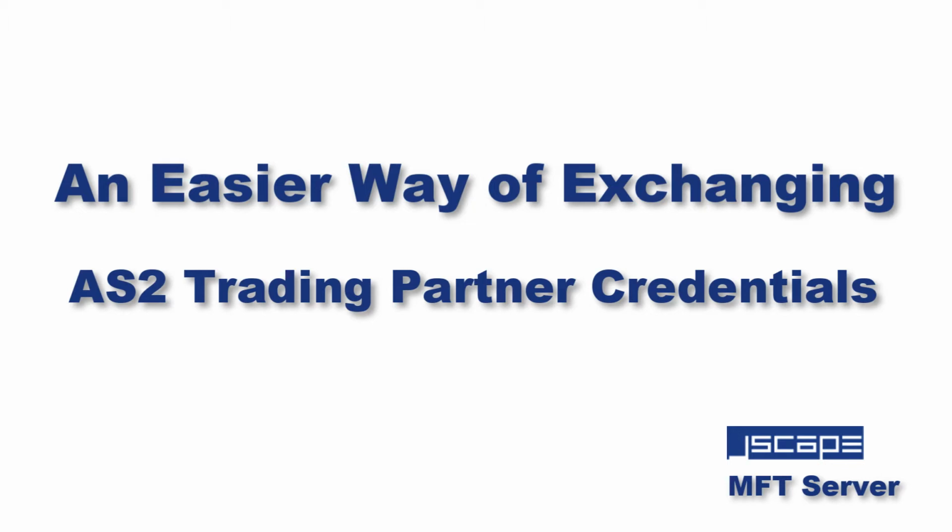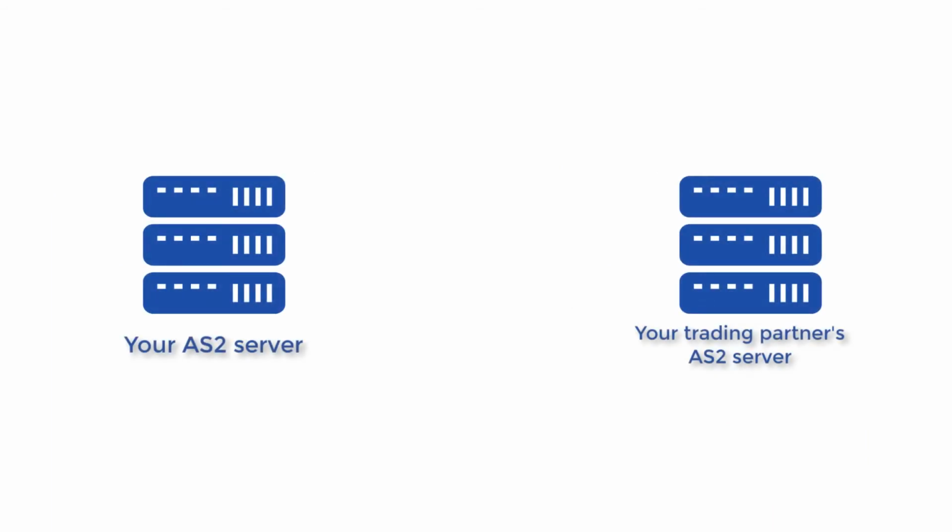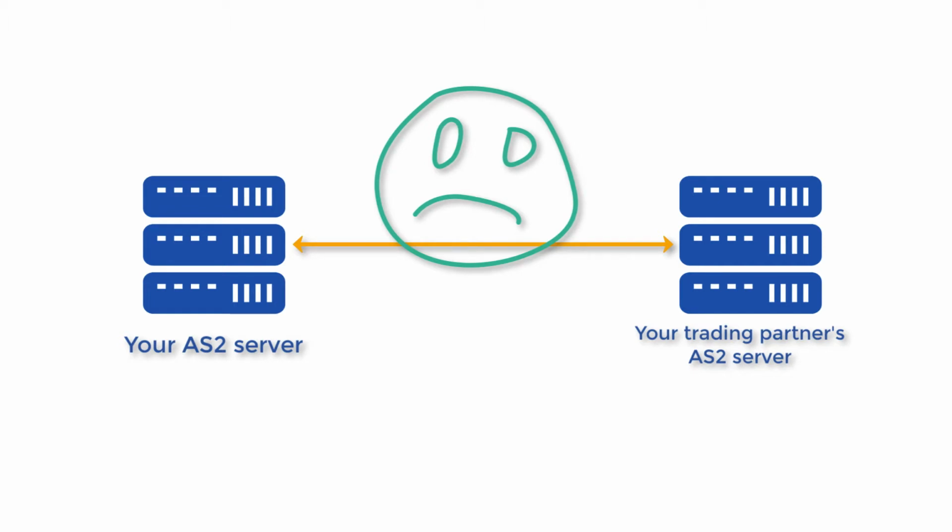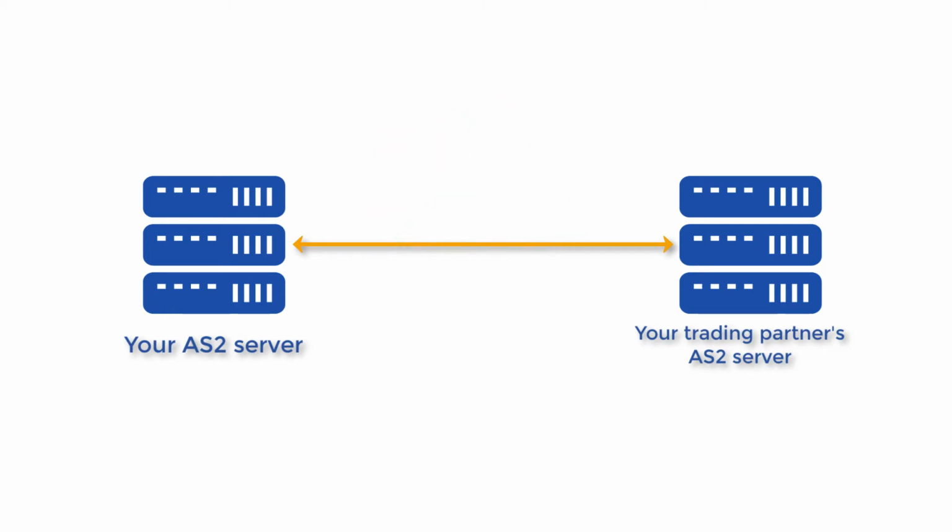AS2 is no doubt the best option for carrying out B2B exchanges of EDI documents. However, compared to general-purpose file transfer protocols like FTP, FTPS, or even SFTP, it's known to be considerably more difficult to set up. And one of the hardest parts is in setting up the connection itself, basically the connection between two trading partners. This method we're about to share with you should greatly simplify things in that regard.